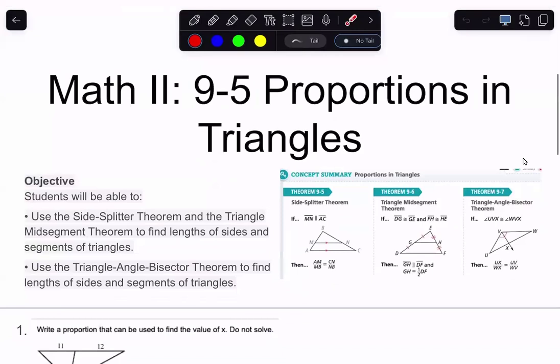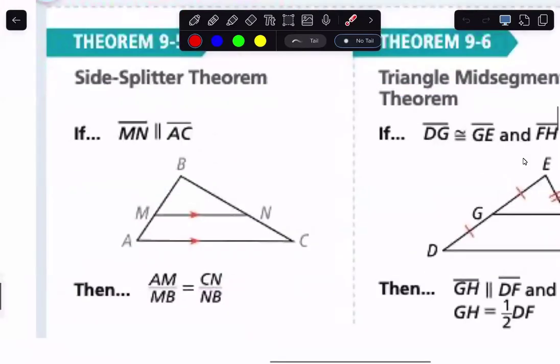So the side splitter theorem states if you have a triangle and you have the mid segment parallel to the base of the triangle, it turns out that the side lengths are actually proportional to each other. So AM is proportional to MB, and then NC is proportional to NB.